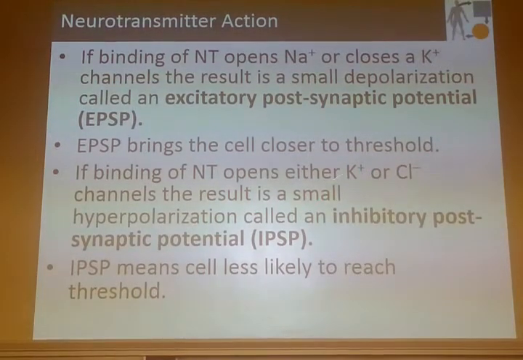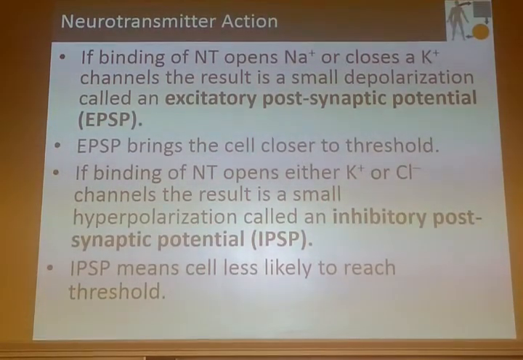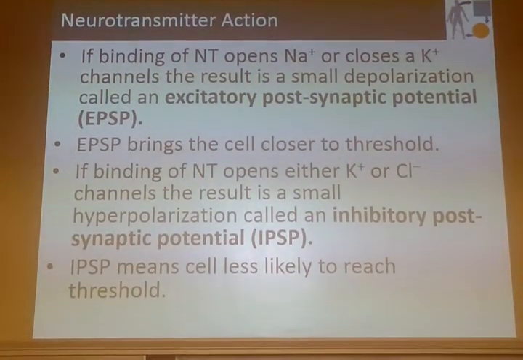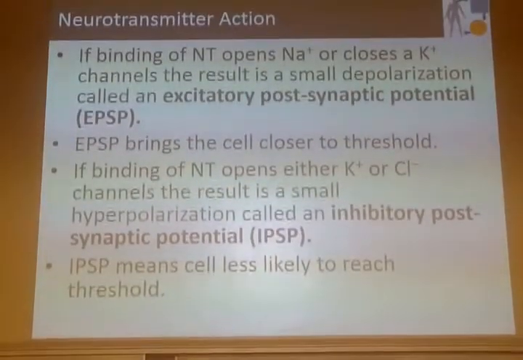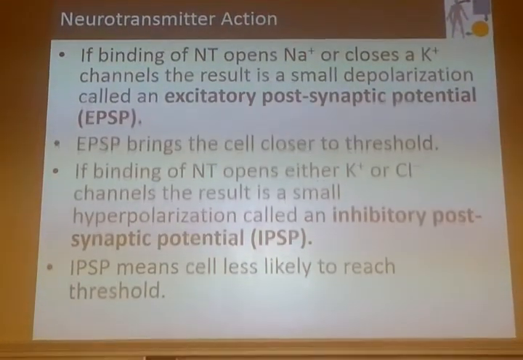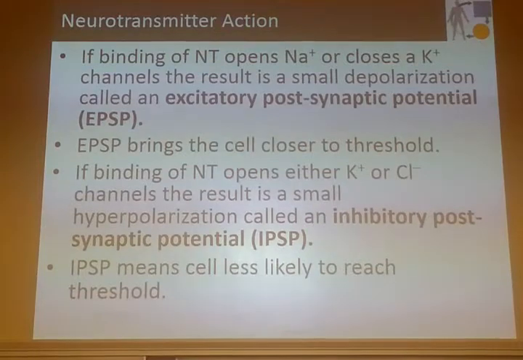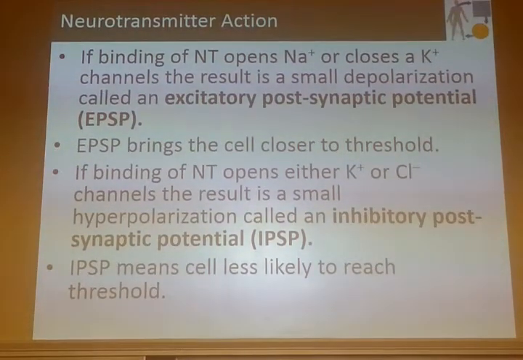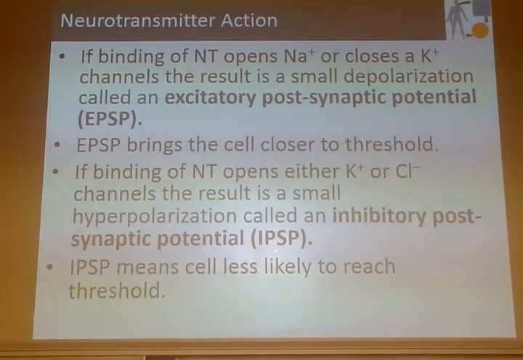If you open a potassium channel, you let positive charge out. That leaves net negative charge inside. If you open a chloride channel, you're allowing negative charge to come in. The inside of the cell is going to get further away from resting membrane potential. This is going to create an inhibitory postsynaptic potential, or IPSP.